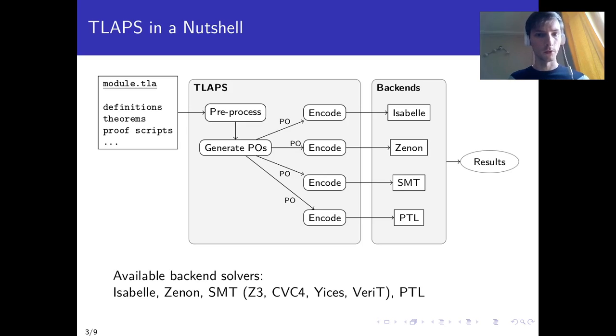to all of the backend solvers of TLAPS after being encoded in the respective input languages. And whenever a solver answers that a proof obligation is valid, it is trusted by TLAPS and the proof obligation is considered valid. So there are several backends available: Isabelle, Zenon, a few SMT solvers, and PTL for the temporal reasoning part.